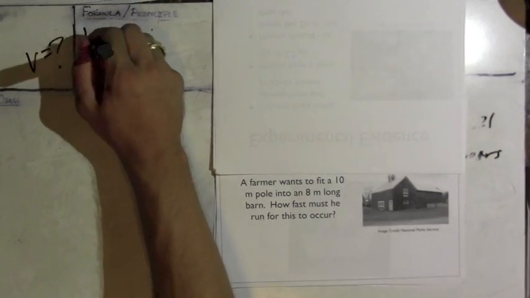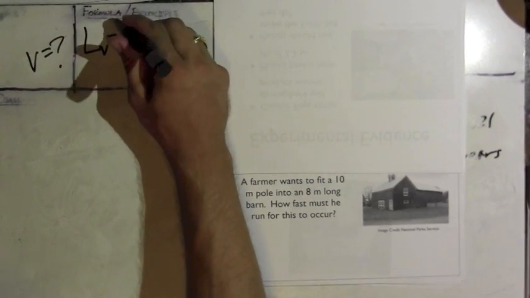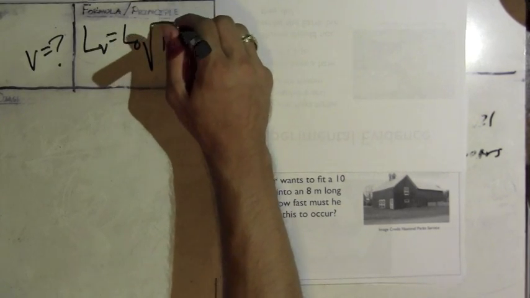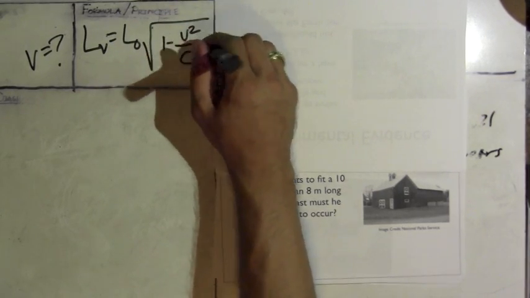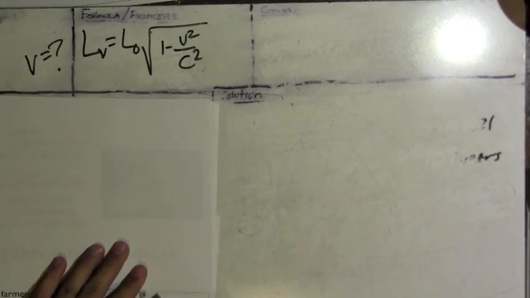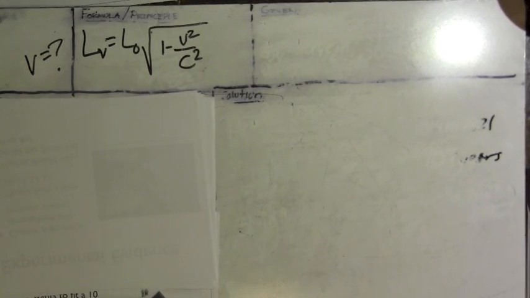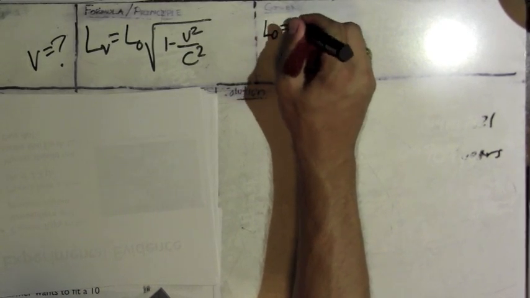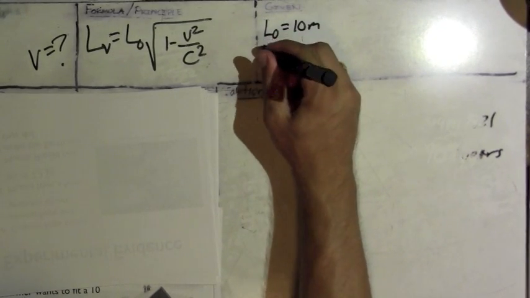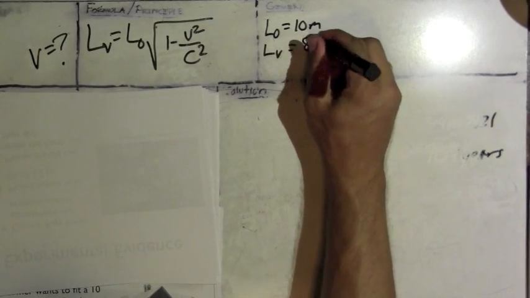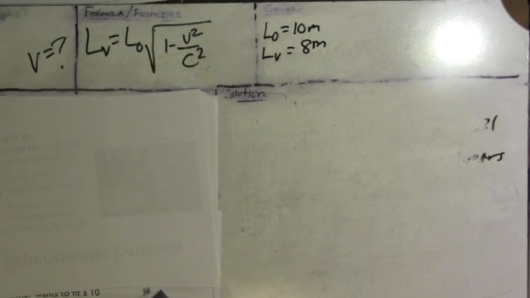The equation we have is L_v equals L_0 square root of 1 minus v squared over c squared. Now, you have to figure out what L_v and L_0 are, but really it shouldn't be that hard. You should realize that the original length is 10 and that the other value has got to be 8, the length at a certain velocity.